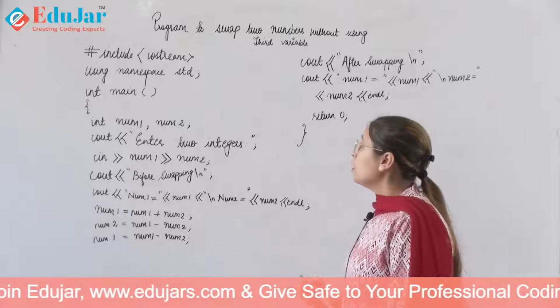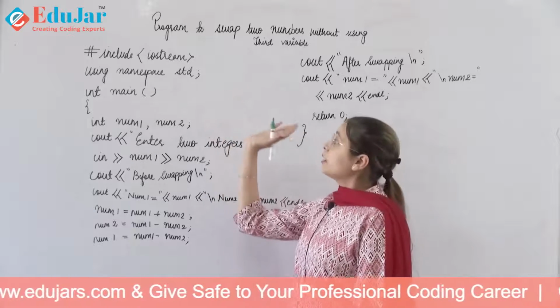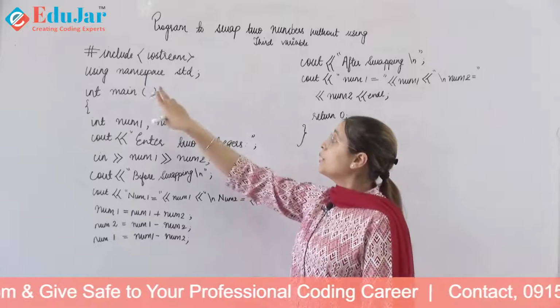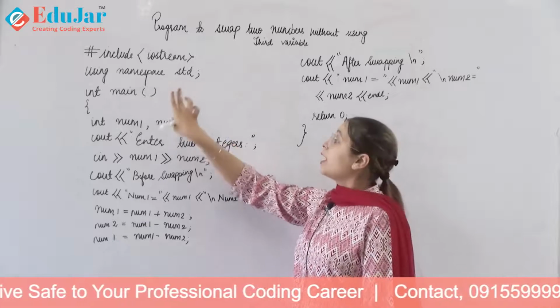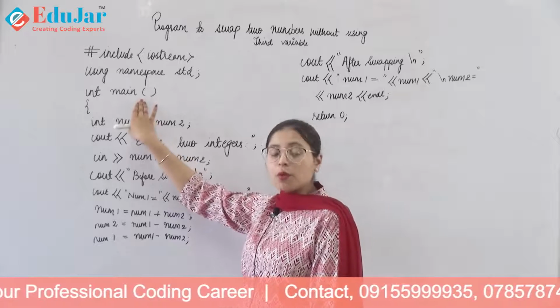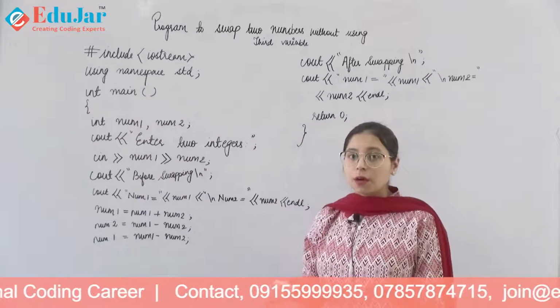Now first of all, to start with the program, you must include a header file in C++, that is the iostream header file. After that, you will be using the namespace std, and then you will start with your main function. The execution of the program always starts with the main function. Now we need to swap two numbers.